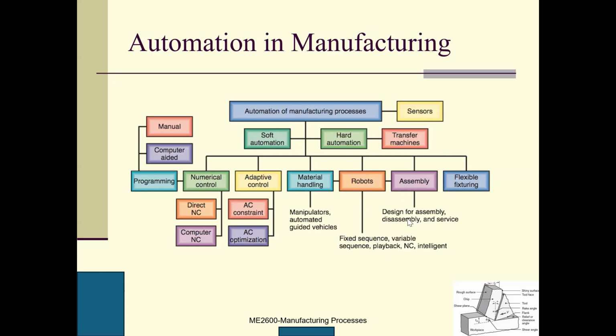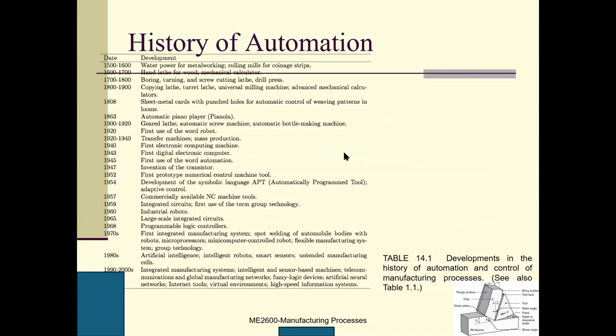Assembly, design for assembly, disassembly, and service. Assembly can be automated. Disassembly can be automated also. So in my industrial robot class, I have a project asking students to assemble the system automatically using the industrial robots. So that's why the flexible fusion. Flexible fusion can also be automated using computers. And you can see computers are very, very important.